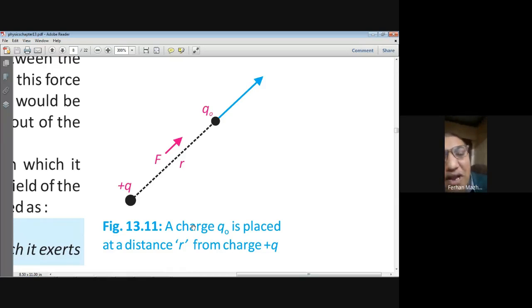So around a charged body, let me show you. This is a very important thing. For example, suppose, okay, let me take out the paint.